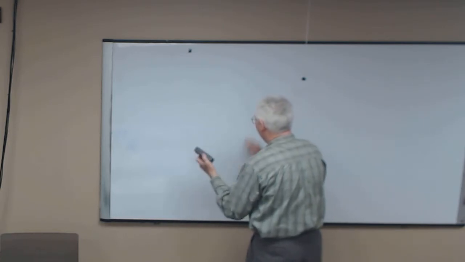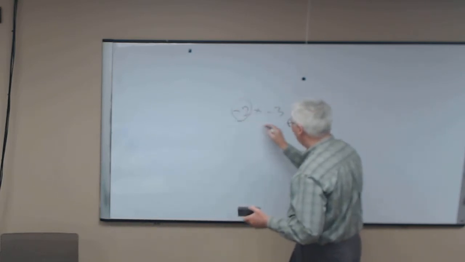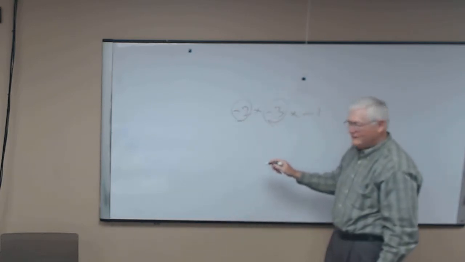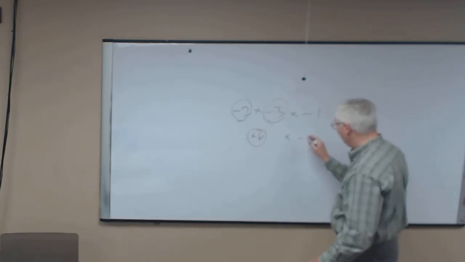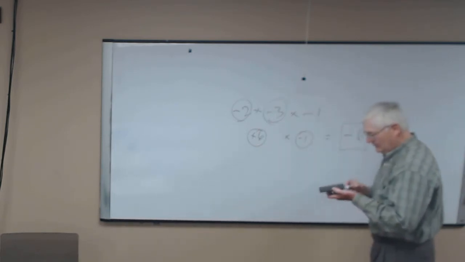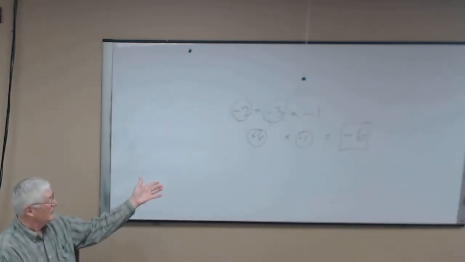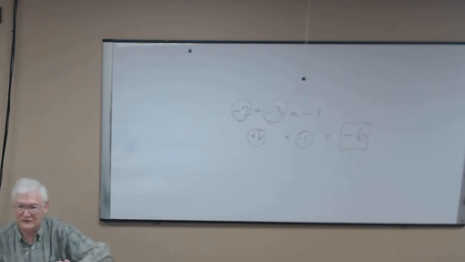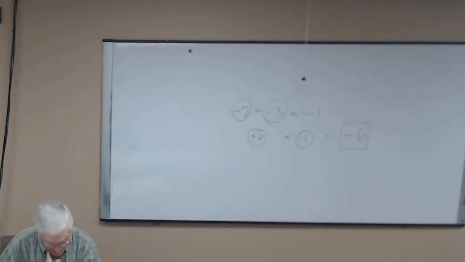Negative 2 times negative 3 times negative 1. Negative 2 times negative 3 would be what? 6. Positive 6. And positive 6 times negative 1 would be negative 6. So when you're showing your work on these problems, that's the way to show your work: just take 2 at a time, because that's the way you multiply them. 2 at a time and write out the answer, and then take those 2 and write out the answer. And that'll show your work.